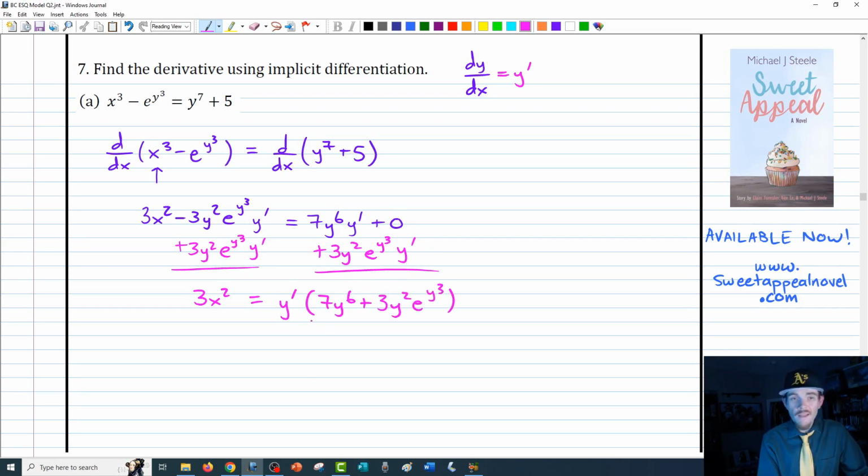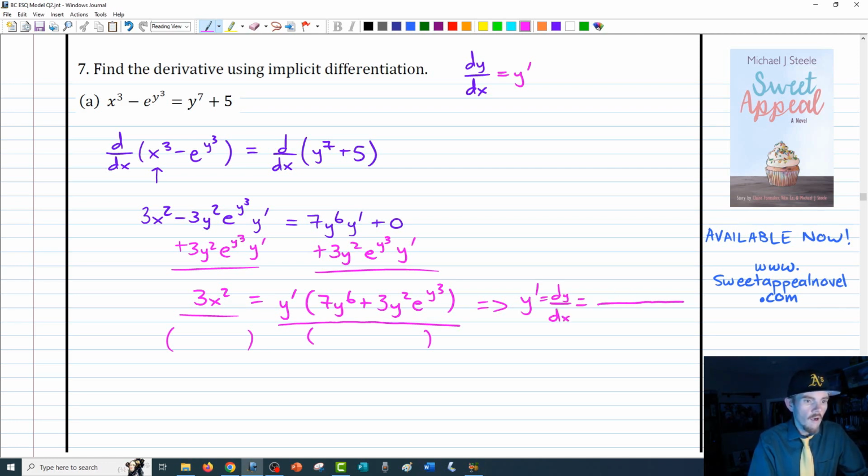And now to get y prime by itself and effectively solve for y prime, also known as dy/dx, we divide by this massive factor here. So I'm just going to do it this way. I'll point out then that y prime, also known as dy/dx, is going to be equal to, our denominator is bigger, so I'll start there, 7y to the 6th plus 3y squared e to the y cubed. And then all of that is under 3x squared. So effectively there is our derivative.